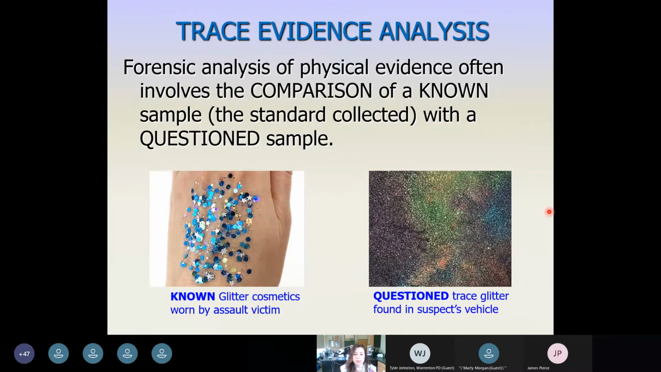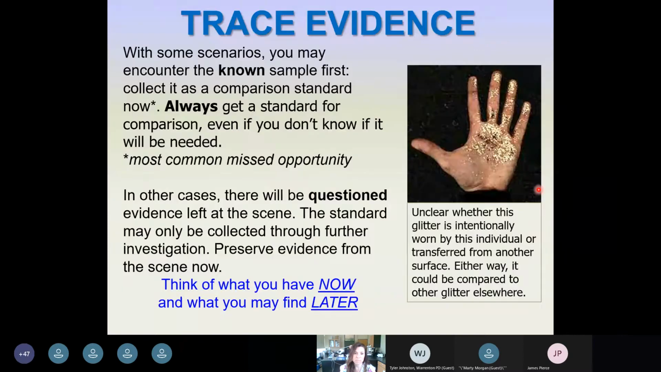So let's give some examples of what a comparison case may look like. Here we have some known glitter on an assault victim on the left side of the screen. And you have a suspect vehicle where you find some trace glitter. So in a situation where you have an assault victim and a vehicle, it may be that you encounter the assault victim first and you notice that they have glitter on their body, and you would want to take a comparison standard at that time.